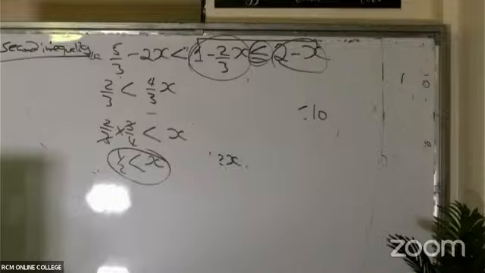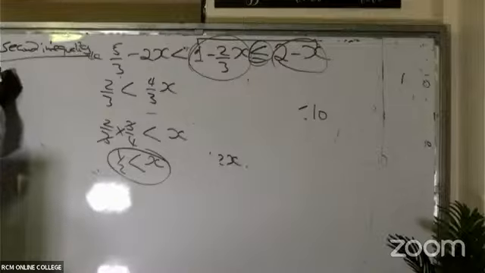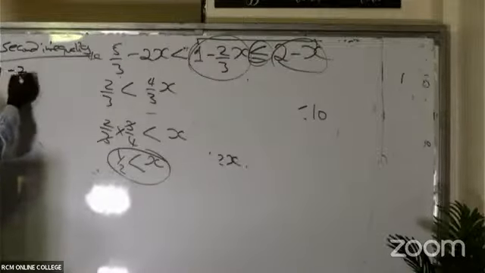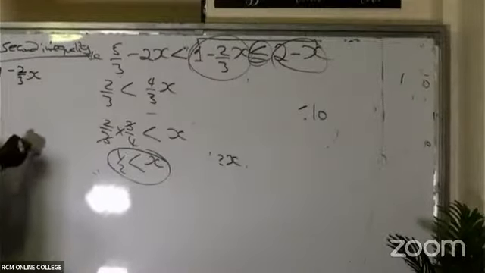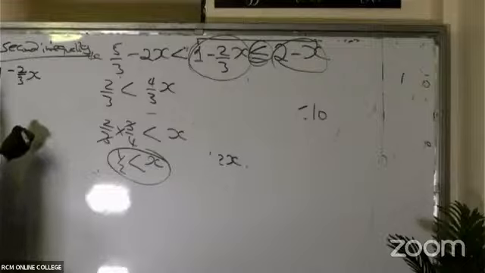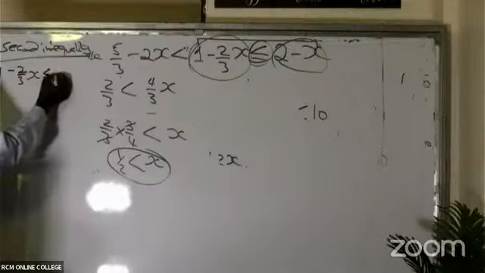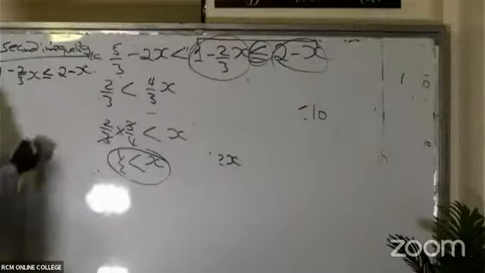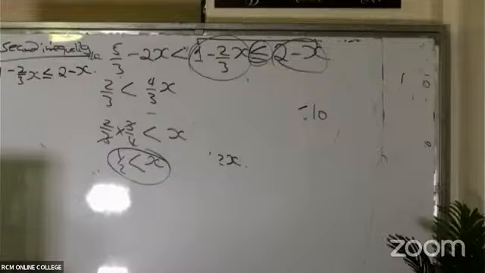All right. So then what do we have here? So we have here 1 minus 2 over 3x is less than or equal to 2 minus x, like that.